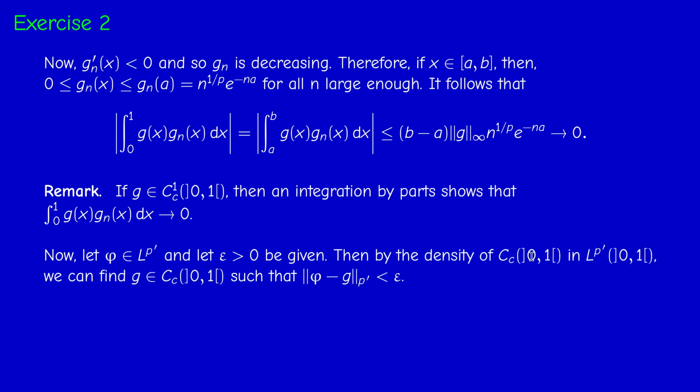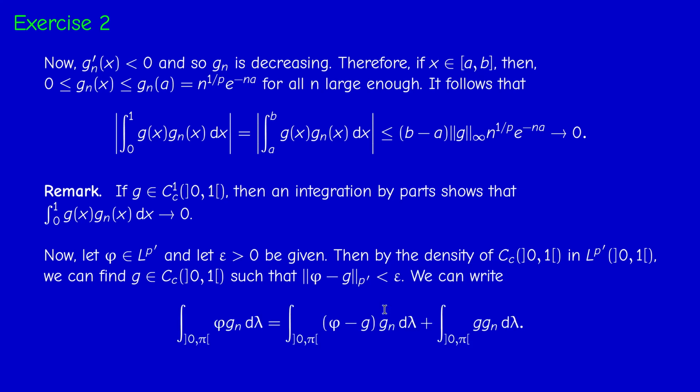Now we use density as we did in exercise 1. Given epsilon positive, we can find an element g with continuous compact support whose distance to phi is less than epsilon in L^p prime, of course. And now we do as we did. We split the integral into two parts: the integral of (phi minus g) g_n plus the integral of g g_n. And you have to prove now that each term is less than a constant times epsilon.